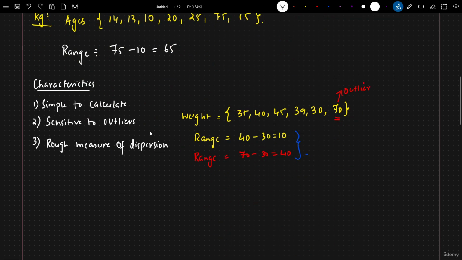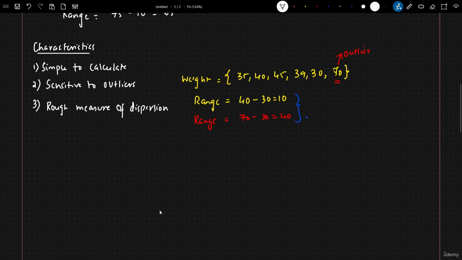Now, in order to overcome this kind of disadvantages, we use the second type, which is called variance. Now, this variance is really important, so please make sure that you understand it. So first of all, we will go ahead and provide a definition for variance. So let's go ahead and define variance.